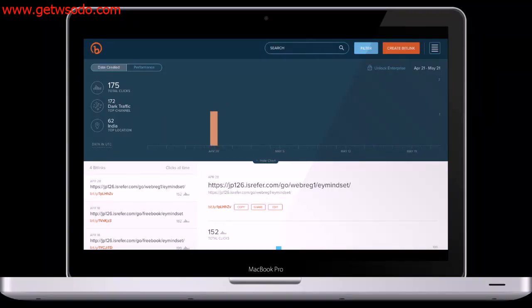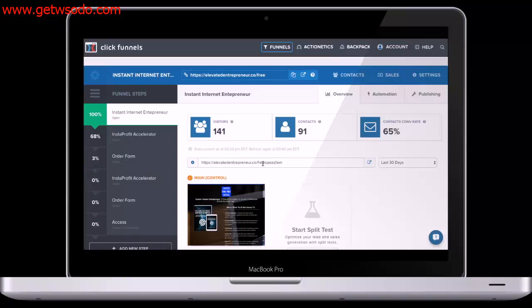But there's really nothing that beats advertising with a link that's branded. So for example, this is the link we use, this one right here, elevatedentrepreneur.co/free. We've seen these types of links outperform Bitly links because when you use the word free, obviously people are like, oh wow, I want to go visit that site. Or if it's branded, people trust it more.